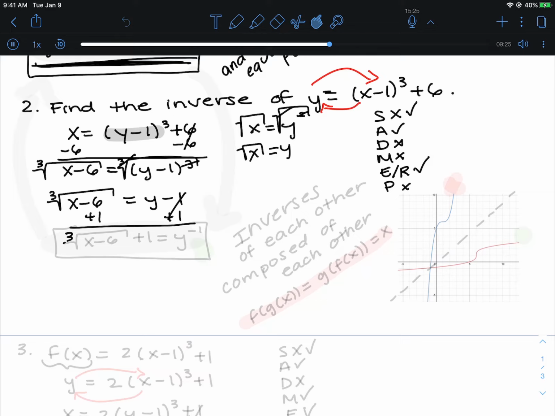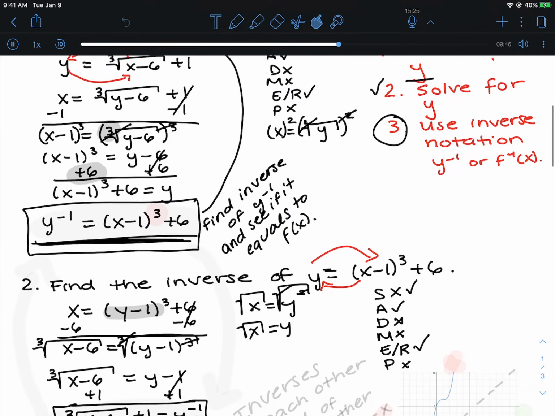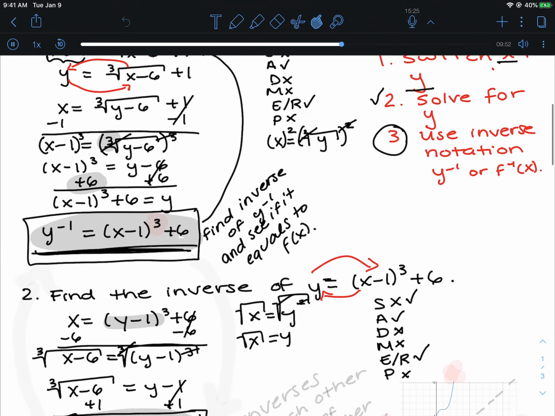So we're going to get the cube root of x minus 6 plus 1 equals y. But remember to use the inverse notation. And that's what we get right there. And so if you go back to the initial notes, you'll see that they are inverses of each other. So this right here is the inverse of this, and this is the inverse of that.